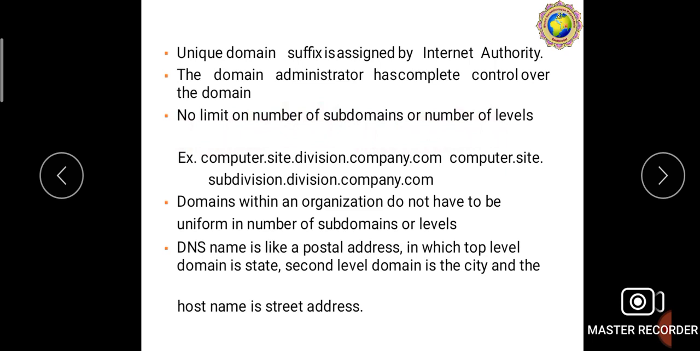And domains within an organization do not have to be uniform in number of subdomains or levels.